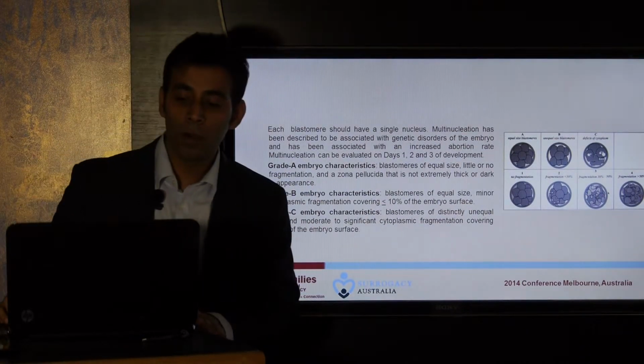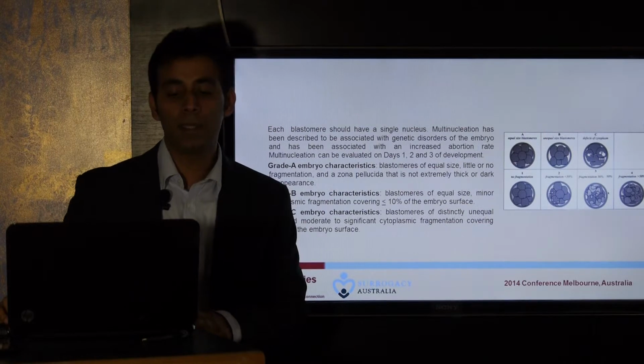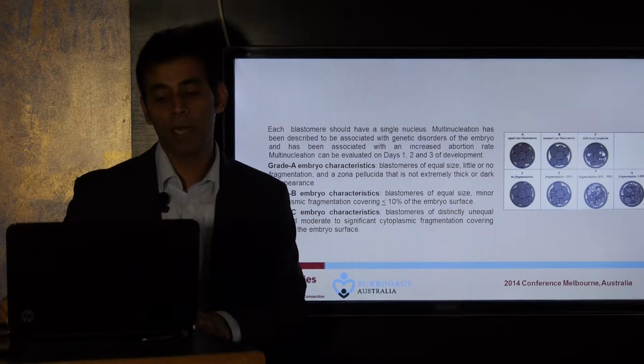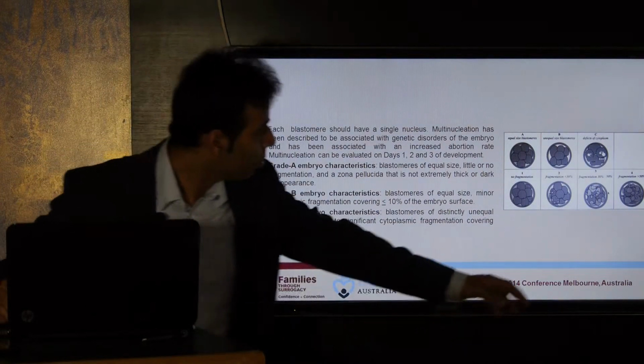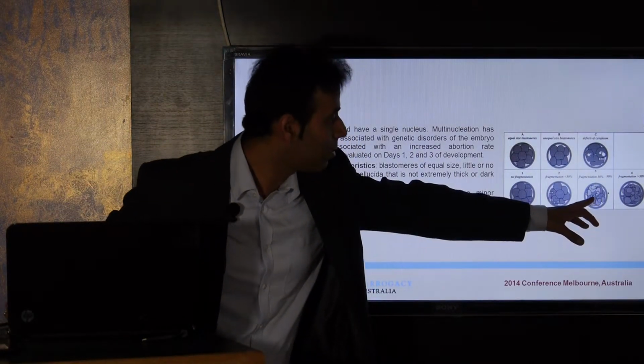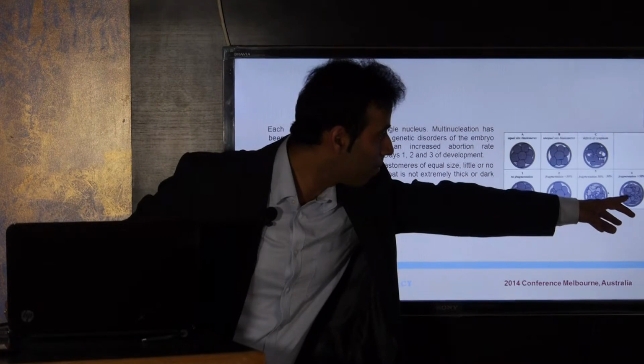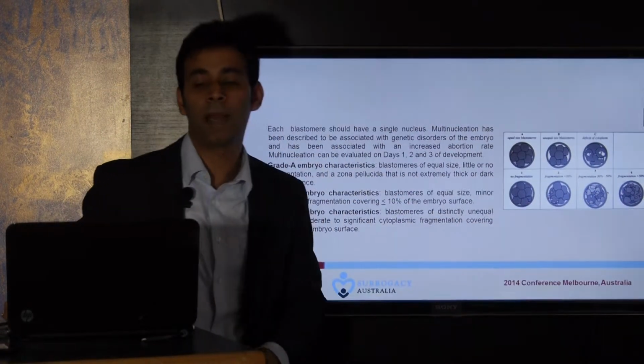A grade C embryo, again the blastomeres are of distinctly unequal size, with moderate to significant cytoplasmic fragmentation covering more than 10% of the embryo surface. So here again the fragmentation is between 30 to 50%, and here more than half of the embryo is fragmented.